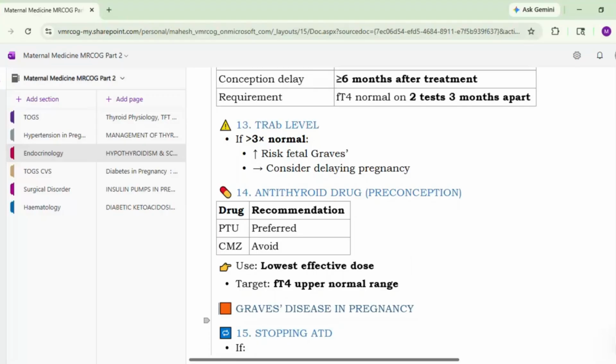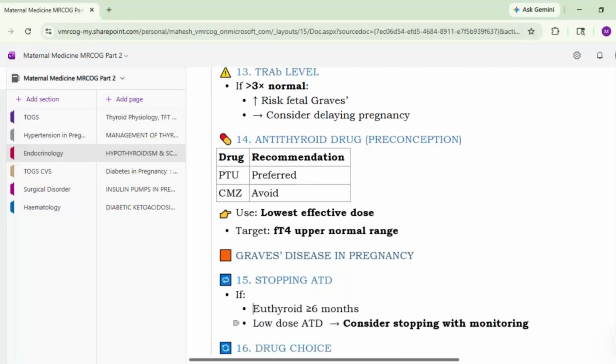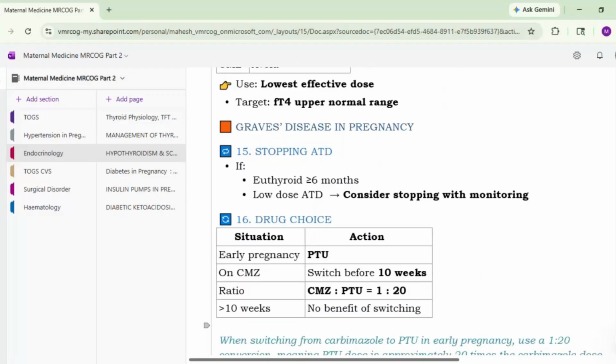Propylthiouracil is preferred, and carbimazole is to be avoided. The lowest effective dose should be used, and the target should be FT4 in the upper normal range. Okay. Now, if she is a case of Graves disease in pregnancy, in preconception, what we have seen is preconceptional counseling, the dose adjustment, and the type of treatment, and accordingly the advice. These are the things in the preconception.